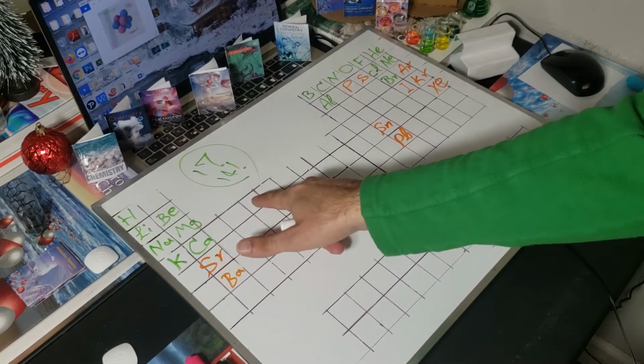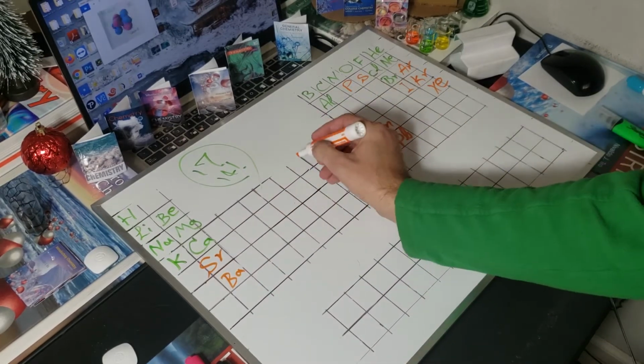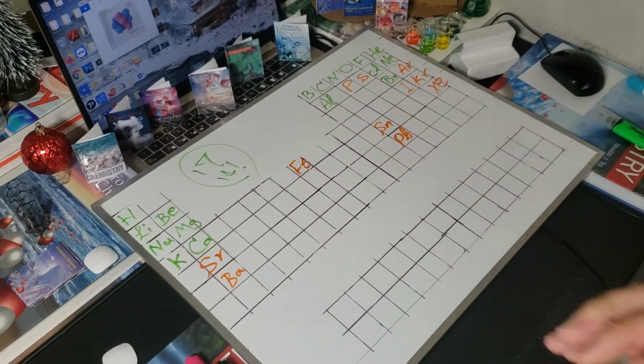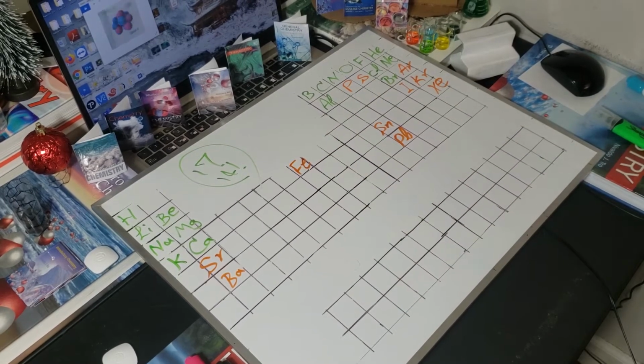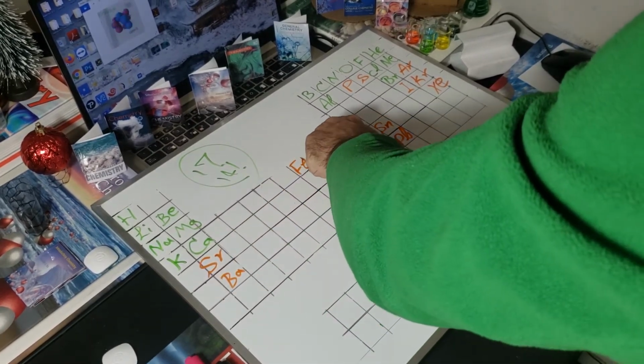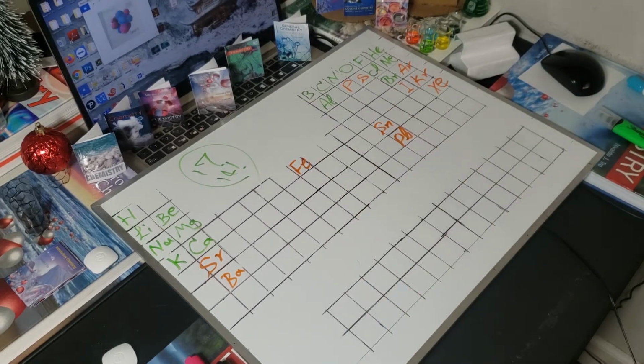So 1, 2, 3, 4, 5, 6. That's Fe. Iron. And then, let me see, 1, 2, 3, 1, 2, 3, 4, 5, 6, 7, 8, 9, 10. So you should have 10 of them.